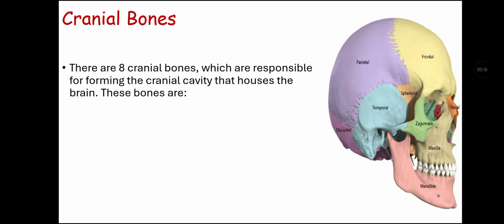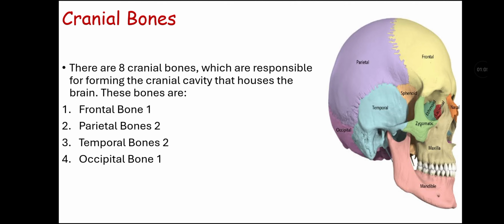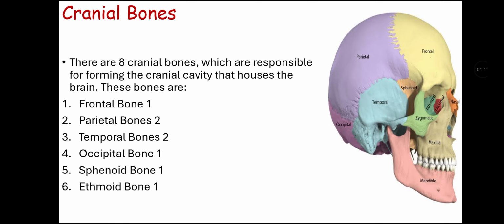There are 8 cranial bones which are responsible for forming the cranial cavity that houses the brain. These bones are frontal bone, 2 parietal bone, 2 temporal bone, 1 occipital bone, 1 sphenoid bone and 1 ethmoid bone. Now let's talk about these bones one by one.